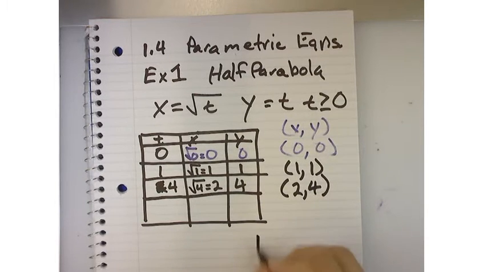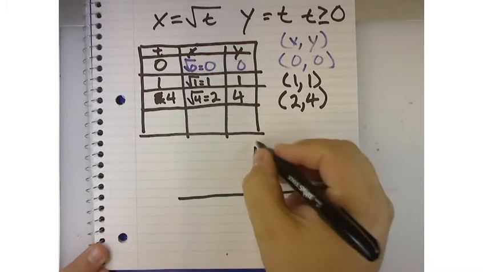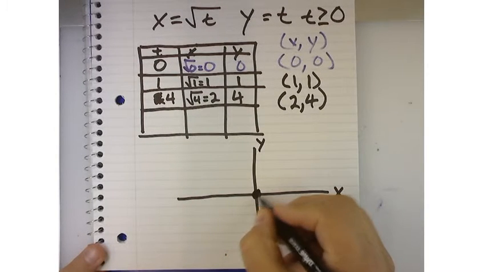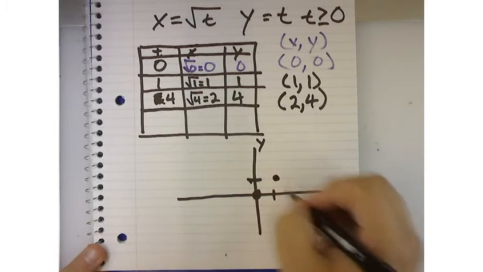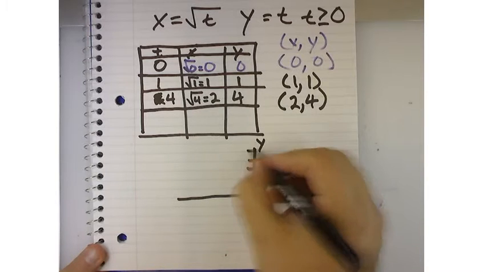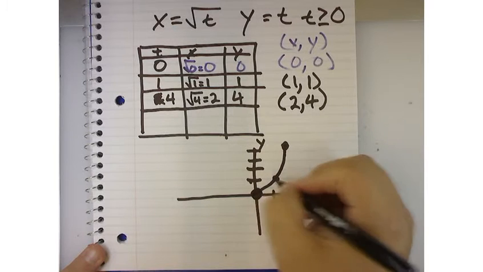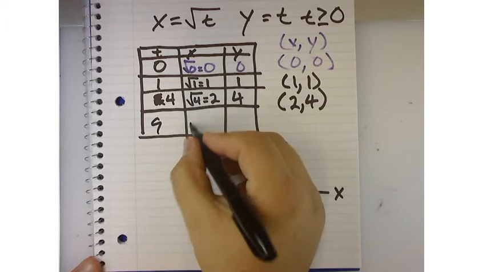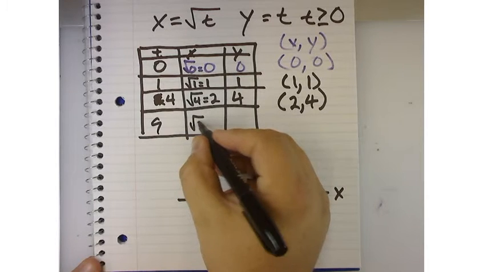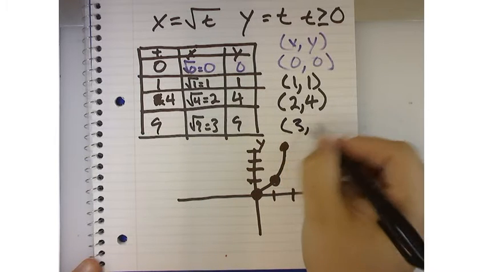So if I graph this on the xy plane, the lowest value I can have is 0. So my xy plane will look like this. 0 comma 0, 1 comma 1, and then 2 comma 1, 2, 3, 4. And so we have like a half of a parabola. If I were to plug in 9 for t, I'd get the square root of 9, which is 3, and then 9. So my next point on the line would be 3 comma 9.